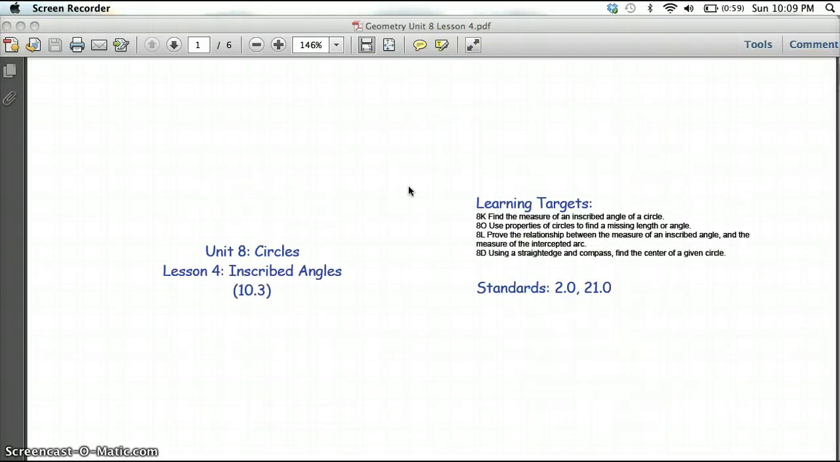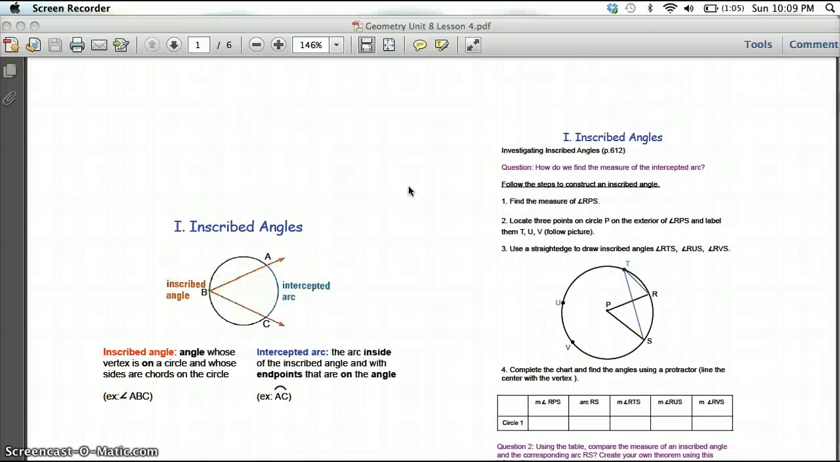Today we're going to be talking about Unit 8, Lesson 4, which is inscribed angles. Now, an inscribed angle is an angle whose vertex is on a circle and whose sides are chords that are on the circle. So, if you see here, an inscribed angle would be angle ABC because the vertex is on the circle, so angle B is on the circle. And then your chords BC and BA are also on the circle. Now the intercepted arc in between your inscribed angle is arc AC.